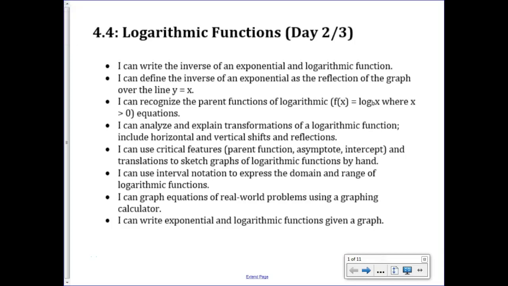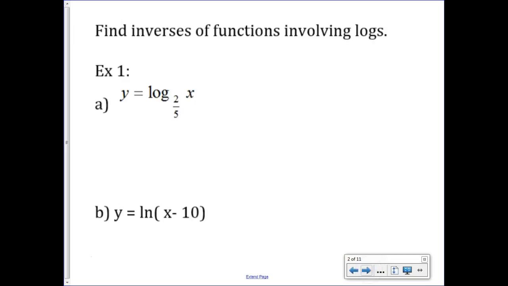Hey guys, today we're looking at logarithmic functions, and these are going to be a little longer notes. They're roughly 2 days of notes. We're going to put them all together here because there's not a great break. Taking some things that we already know, like finding inverses, this time we are solving inverses with logs.